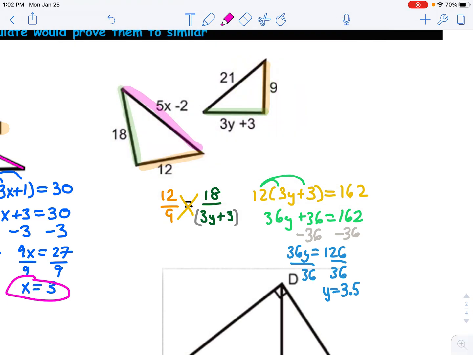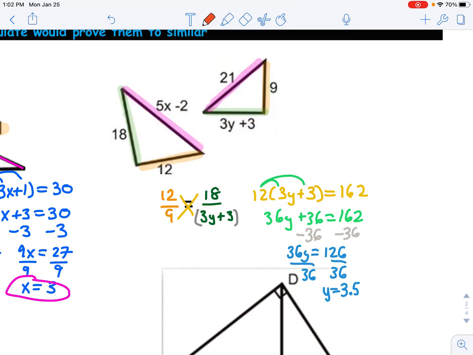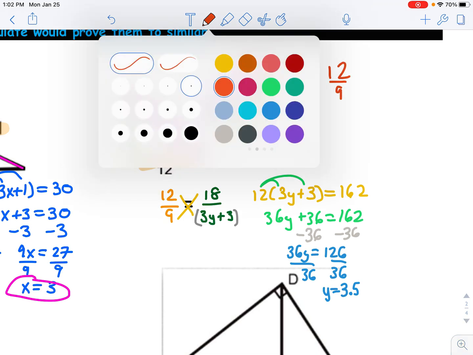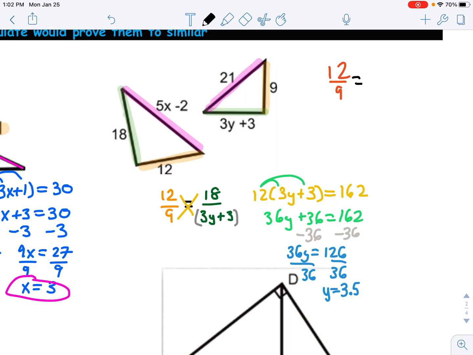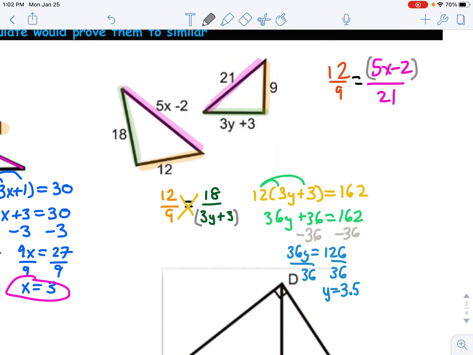Now, we can do the same thing, but this time we're going to solve for x. This one's a little bit of a challenge problem. I have to deal with some decimals, got multiple things going on. But the setup's going to look quite similar, where I got 12 over 9. And that's going to equal 5x minus 2 over 21. And again, let me put parentheses around my stuff. Then I'm going to cross multiply.